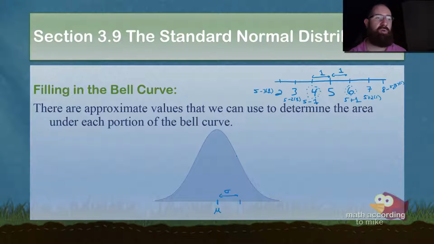So going back to the normal curve, if this is the mean and this is 1 standard deviation to the right, then this is mu plus 1 sigma. And then we have mu plus 2 sigma. And then we have mu plus 3 sigma. Then we can go the other direction. Mu minus sigma, mu minus 2 sigma, mu minus 3 sigma. There we go.